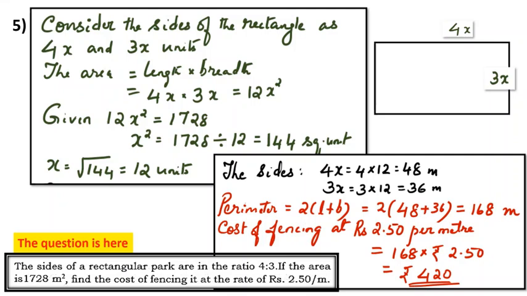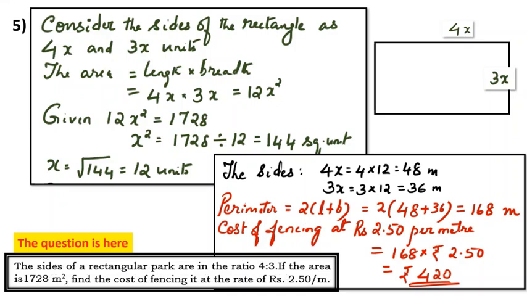4x into 3x. 4 into 3, 12. x into x, x square. So you get area is equal to 12 into x square. 12x square means 12 into x square. Now find what is x square. 12 into x square, find x square. x square will be area divided by 12. It comes as 144. Divide it in short division: 1728 divided by 12, 144 you will get. So x square is 144.